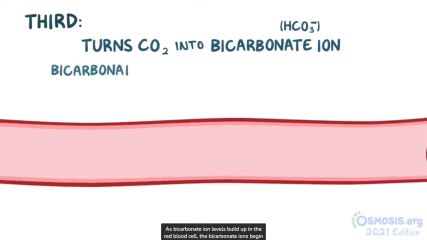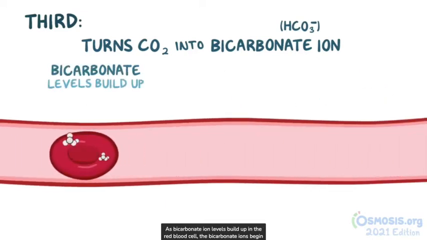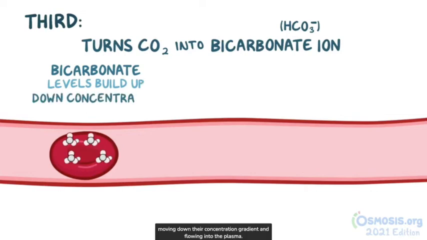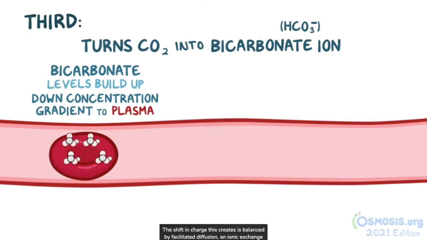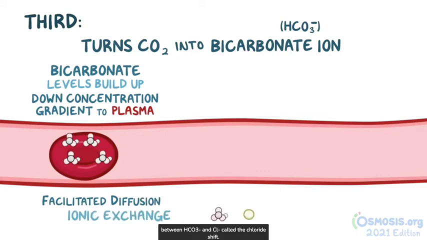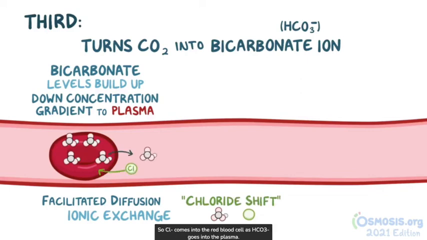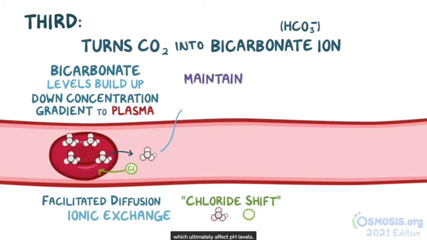As bicarbonate ion levels build up in the red blood cell, the bicarbonate ions start moving down their concentration gradient and flow into the plasma. The shift in charge this creates is balanced by facilitated diffusion, an ionic exchange between bicarbonate and chloride, called the chloride shift. So chloride comes into the red blood cell as bicarbonate goes into the plasma. And here bicarbonate plays an important role in maintaining physiologic hydrogen ion levels in the blood, which ultimately affects pH levels.